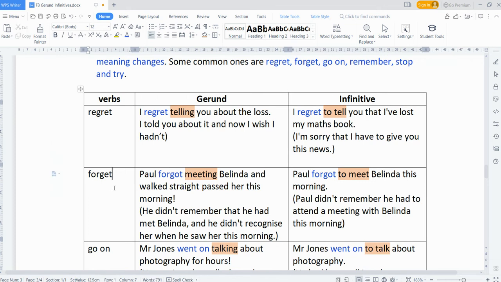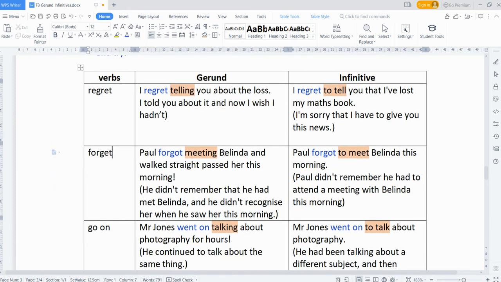Next, number two, forget. Paul forgot meeting Belinda and walked straight past her this morning. This sentence means, the one with the -ing ni, he didn't remember that he had met Belinda. Dia dah jumpa dah Belinda ni, tapi dia tak ingat. And he didn't recognize her when he saw her this morning. Then bila dia terserempak dengan Belinda tu, dia tak ingat Belinda tu yang dia dah pernah jumpa.